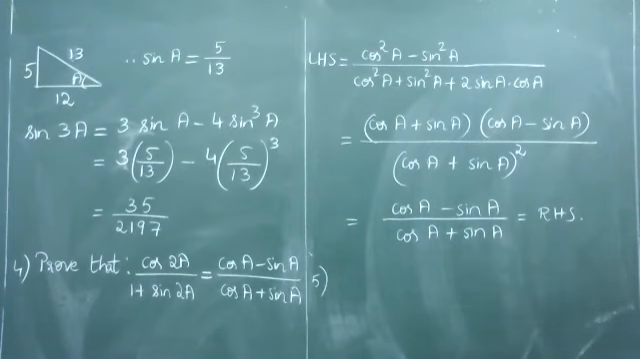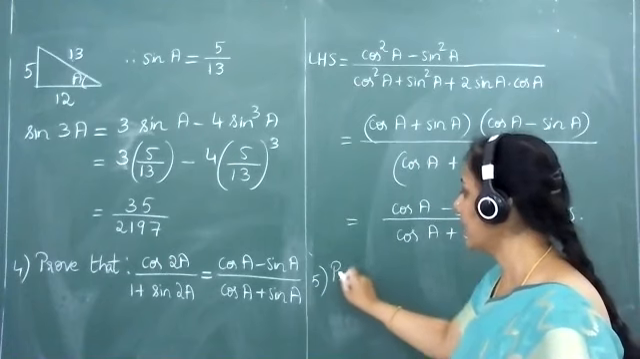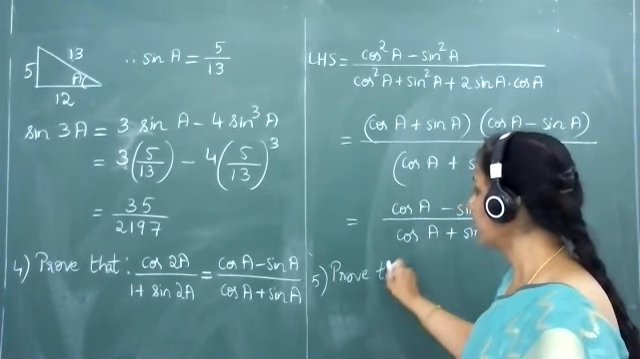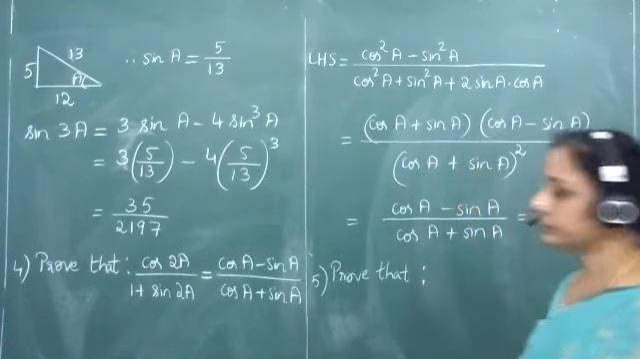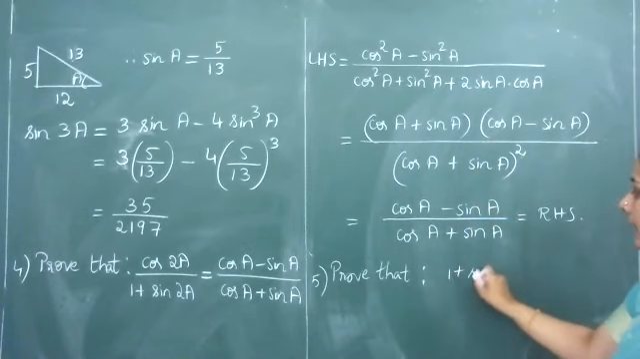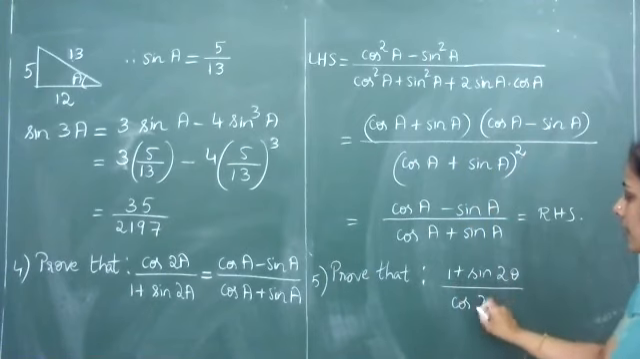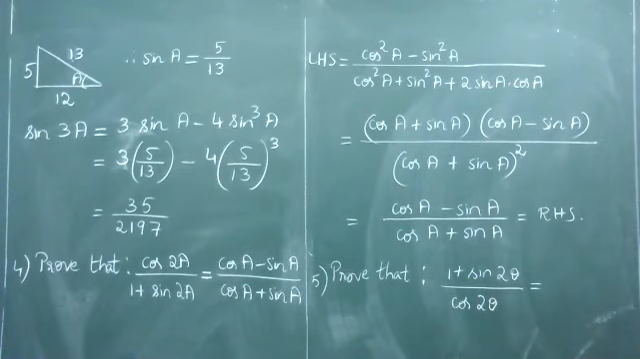The next problem, again, we will be proving a certain identity. Prove that 1 plus sine 2 theta divided by cos 2 theta is equal to 1 plus tan theta whole divided by 1 minus tan theta.